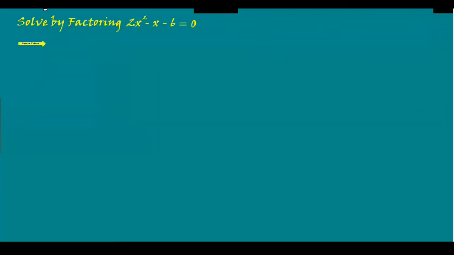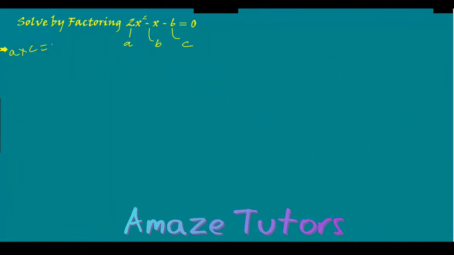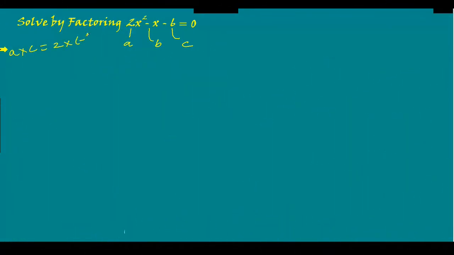Okay, solve by factoring 2x squared minus x minus 6 is equal to 0. So we are going to follow method 1. What should we do? Find out AC. A is positive 2, B is negative 1, C is negative 6. Now AC is A times C, which is 2 times negative 6, which is negative 12.